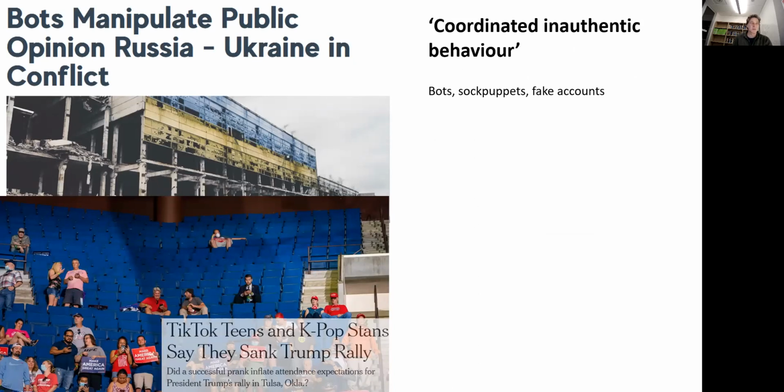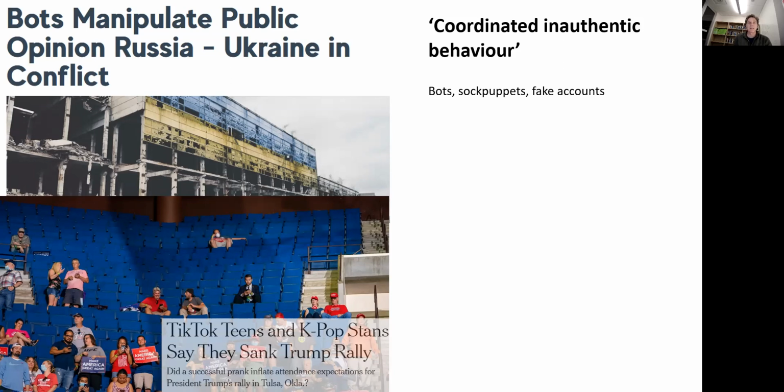Right, moving on from that kind of foreign interference into a related point, which is here about what is called by digital platforms, especially, coordinated inauthentic behavior. This is the use of tools like bots, sock puppet accounts, fake accounts, in order to propagate misinformation, disinformation, again, to disrupt online discourse and more broadly political processes. You can see I've got 2 examples here.